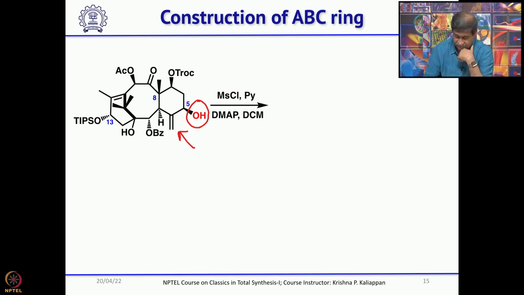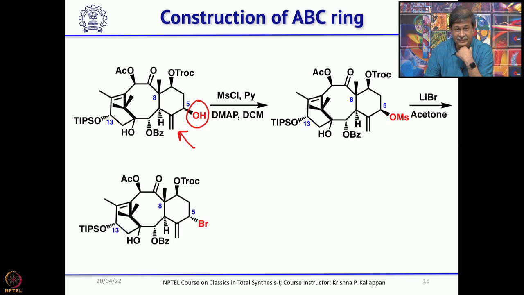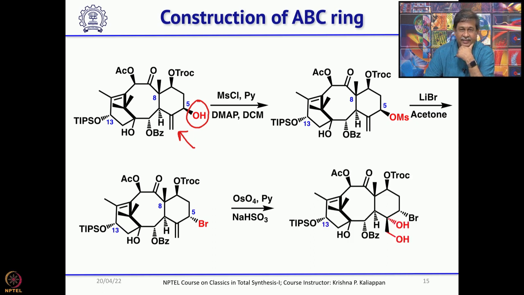So with mesyl chloride, first it is converted into the mesylate, then the mesylate is converted into the corresponding bromide via SN2 reaction to get the corresponding alpha bromide. Okay, now you have the alpha bromide. Next you should do the dihydroxylation. So the dihydroxylation comes from the beta face, so you get the diol. So now you have the primary alcohol and secondary alcohol.